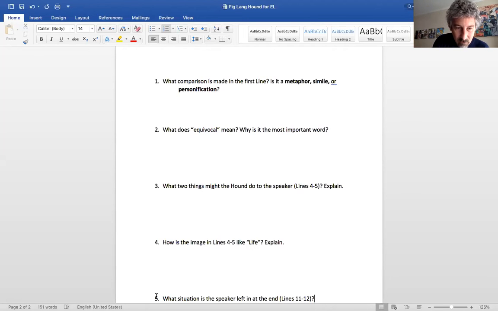And lastly, number 5, what situation is the speaker left in at the end? Meanwhile, I stand and wait the event, are the last 2 lines. Okay, so just describe the situation that the speaker finds himself in as the dog runs at them, and consider what else that is similar to, or what the poem is comparing to this image of a dog running at you. All right, okay, that's all I got for you.